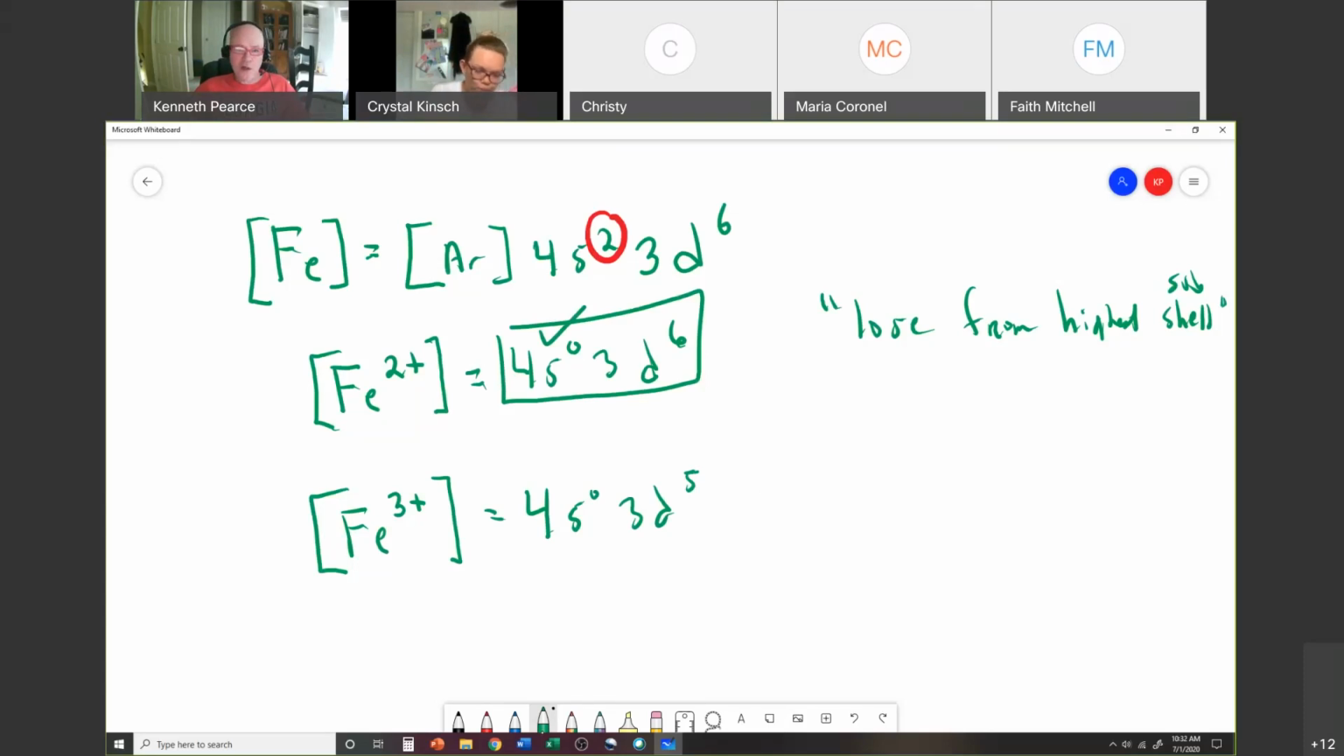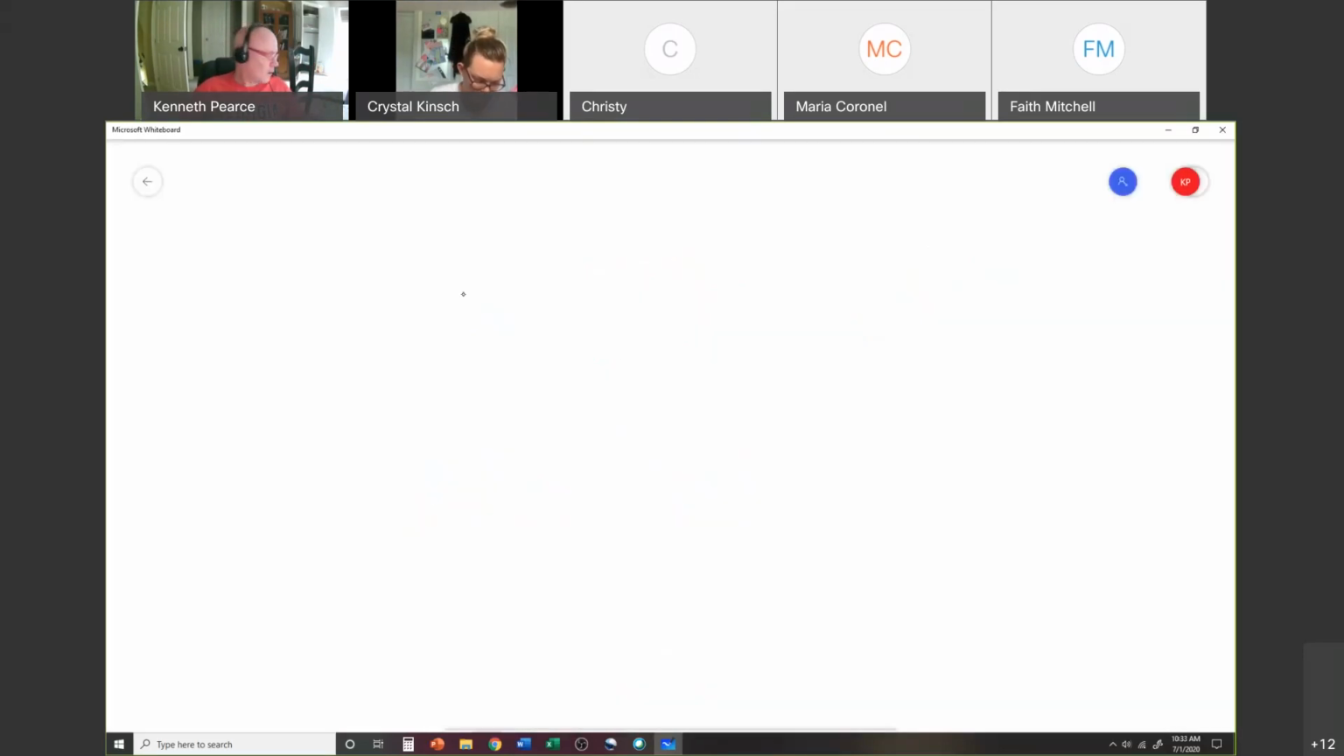Now, what does that matter for us in the grand scheme of things? Not a whole lot, but it is something that you need to be aware of. If you're asked to produce the electronic configuration of iron 2 plus, you do not want to be that person that says, I got this, 3s2, 3d4. You do not want to be that person, because it's going to come off from the S's because they're the highest numbers. All right, so we finished that.